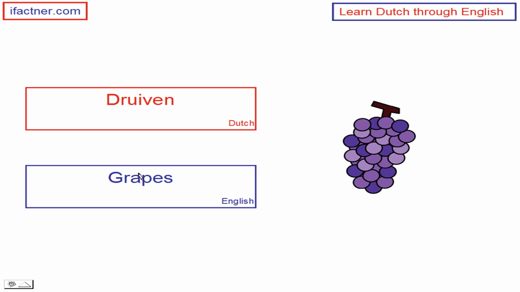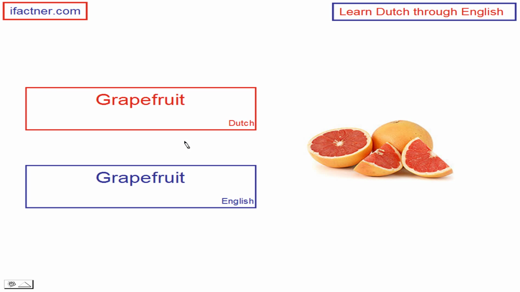Grapes are called druiven. D-R-U-I-V-E-N, druiven. Grapefruit, grapefruit. G-R-A-P-E, grape, F-R-U-I-T, grapefruit.